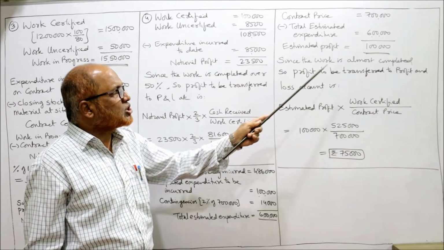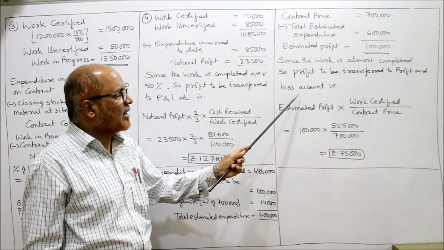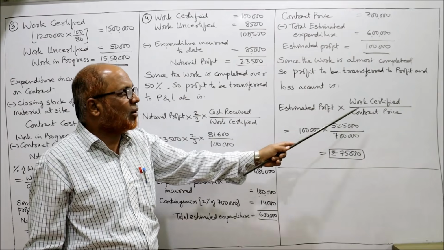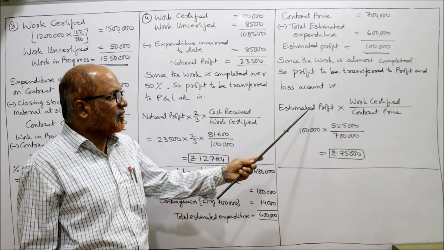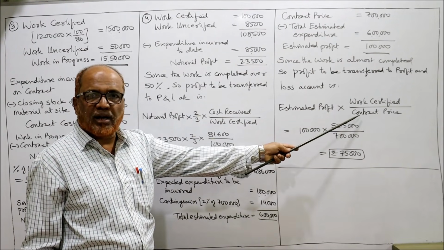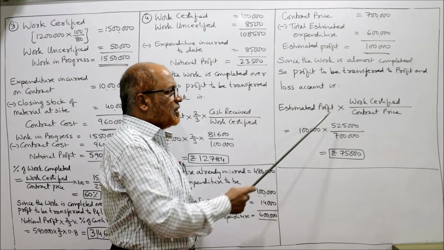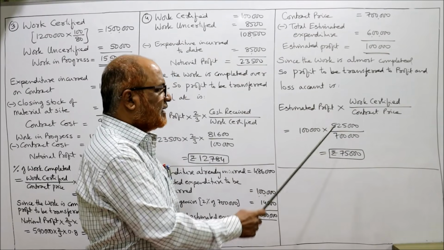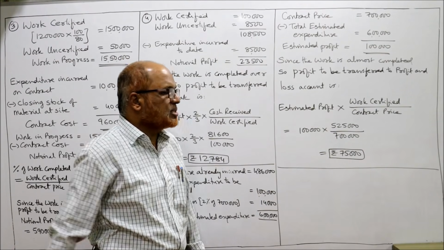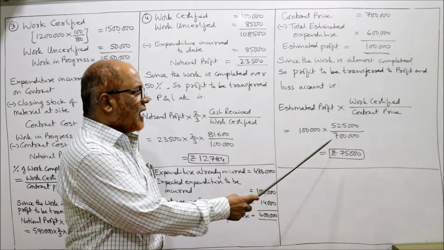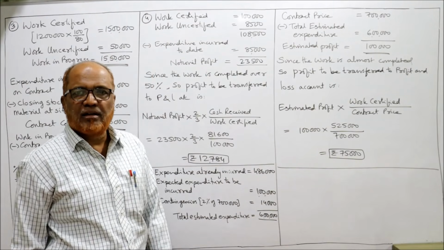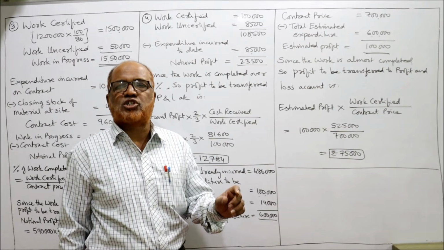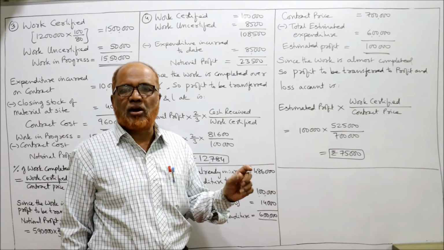Since the work is almost completed, profit to be transferred to profit and loss account is estimated profit into work certified by contract price. Estimated profit 1 lakh rupees, work certified 5 lakh 25,000, and contract price is 7 lakh. So if you multiply, you get 75,000 rupees as the profit to be transferred to profit and loss account.